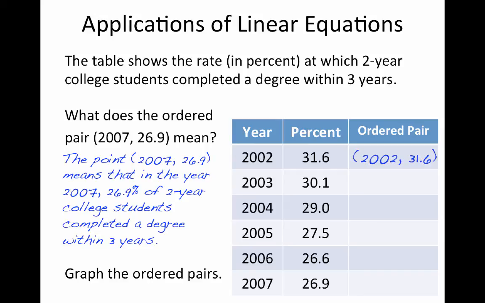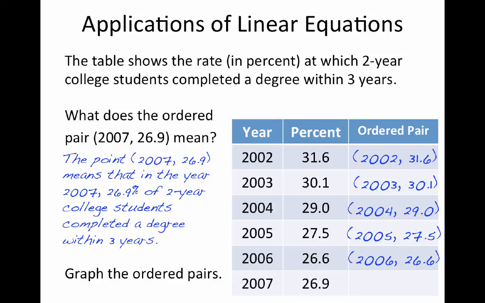Here are the ordered pairs: (2002, 31.6), (2003, 30.1), (2004, 29.0), (2005, 27.5), (2006, 26.6), and (2007, 26.9). Pause the video here and see if you can create a graph of those ordered pairs.